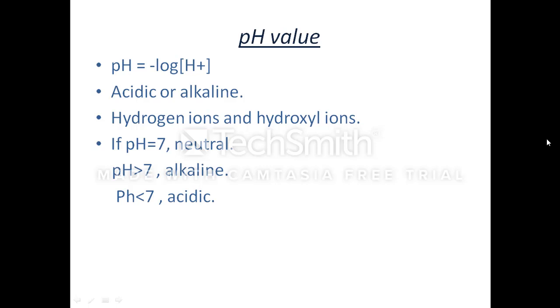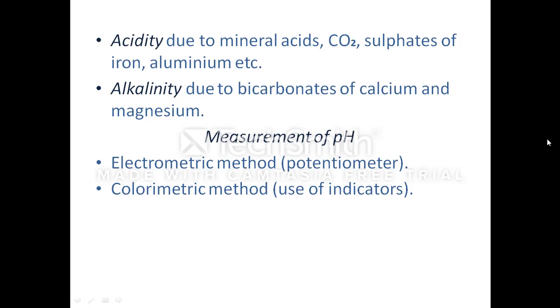The acidity is caused by the presence of mineral acids, carbon dioxide, sulfates of iron and aluminum, etc. And the alkalinity is caused by bicarbonates of calcium and magnesium. The pH value of water is measured by two methods: colorimetric method and electrometric method.